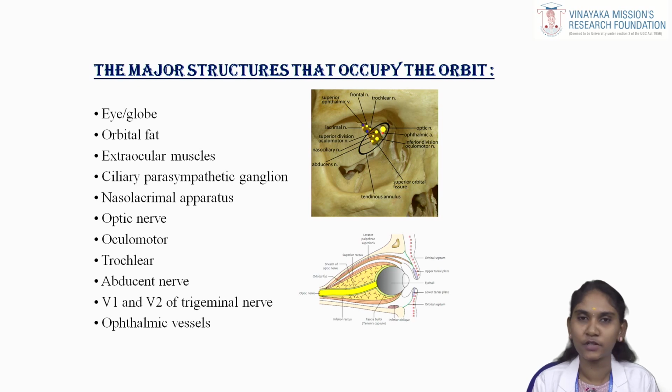Then, what all structures occupy the orbit? There are a few structures which occupy the orbit. They are the eye globe and the orbital fat. Can you see here in the diagram, the orbital fat? It is yellowish in color. Then the extraocular muscles; regarding these, we will see in later slides. Then the ciliary parasympathetic ganglion, the nasolacrimal apparatus, and the cranial nerves: optic second, oculomotor third, trochlear fourth, and abducens sixth nerve; V1 and V2 branches of the trigeminal nerve, that is the ophthalmic and maxillary divisions of the trigeminal nerve; and then the ophthalmic vessels.